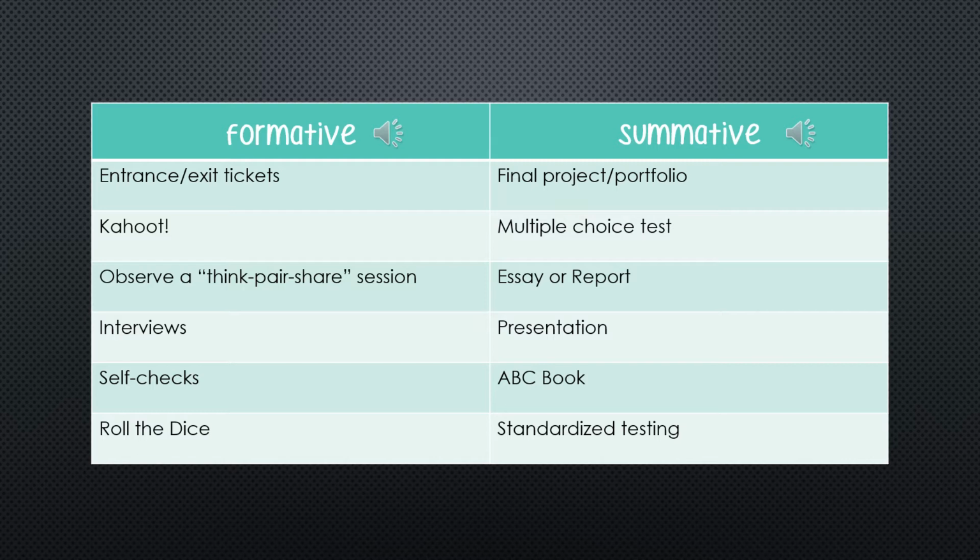A formative assessment is used to monitor student learning, to provide feedback, or to tweak lessons to help students improve upon the skills of that content area that you're focusing on. So different types of formative assessments can include entrance and exit tickets, a quiz like Kahoot. You can observe a think, pair, share session between your students. You can perform student interviews just one-on-one with them to see where they're at. You can ask students to do self-checks, create a little rubric, and let them tell you what they know and what they think they need to work on some more.